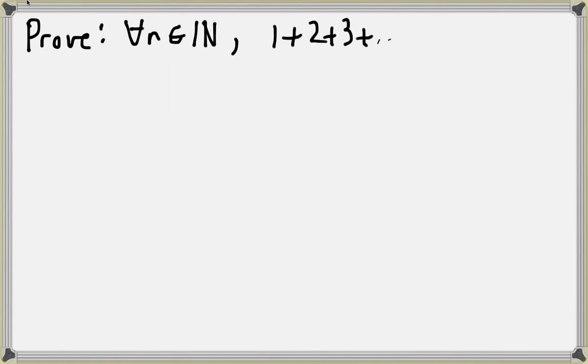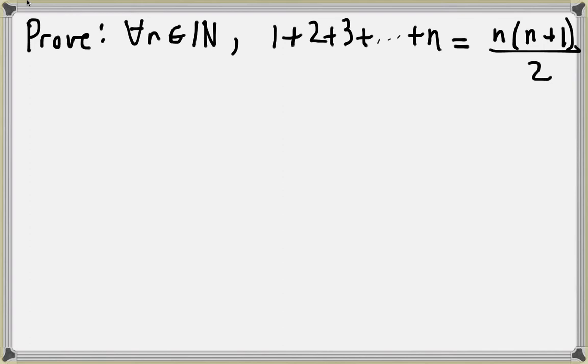Now I'll give some examples of proving statements using the principle of mathematical induction. The first statement I'm going to prove is a nice little formula for adding up the first n natural numbers. For all natural numbers n, if you add up the first n natural numbers, 1 plus 2 plus 3 all the way up to n, this will actually equal n times n plus 1 divided by 2.